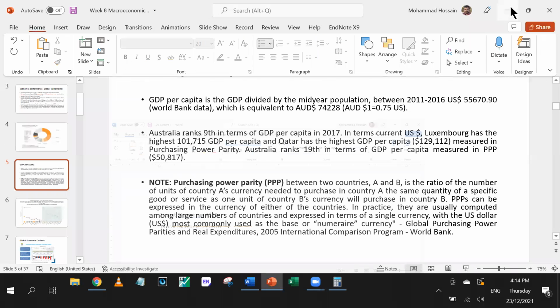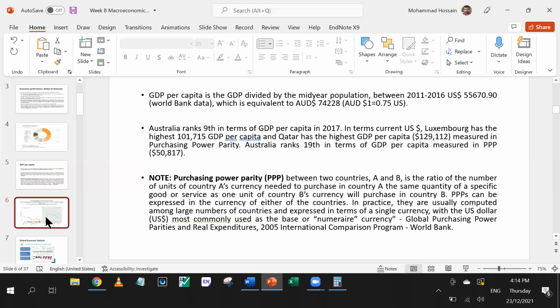This is one term that we need to learn. In practice, they are usually computed among large numbers of countries and expressed in terms of a single currency, with US dollars as the base currency. I already showed you data in US dollars. So global purchasing power parities and real expenditure, 2005 international conference. Let's move on.